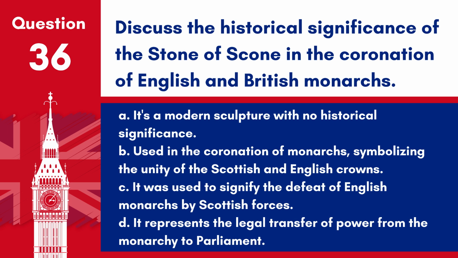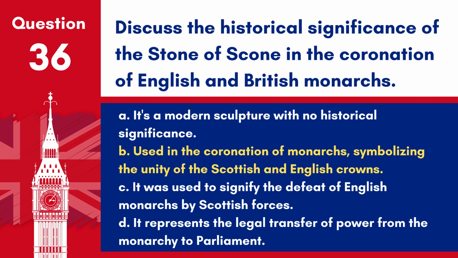A. It's a modern sculpture with no historical significance. B. Used in the coronation of monarchs, symbolizing the unity of the Scottish and English crowns. C. It was used to signify the defeat of English monarchs by Scottish forces. D. It represents the legal transfer of power from the monarchy to Parliament.